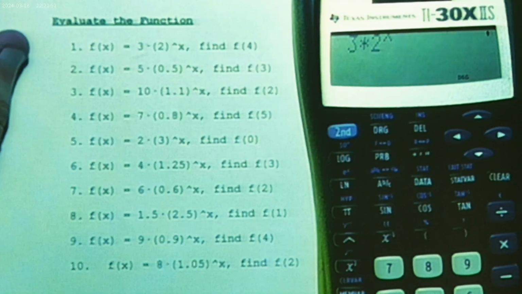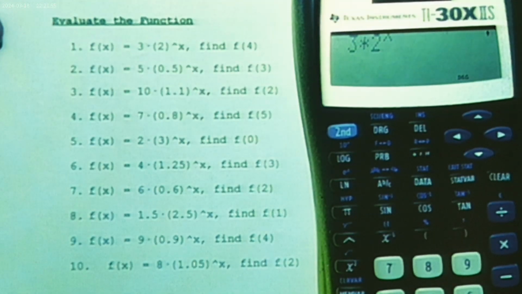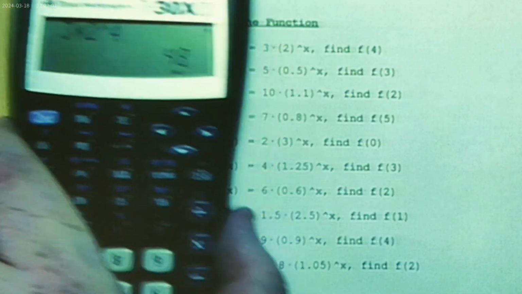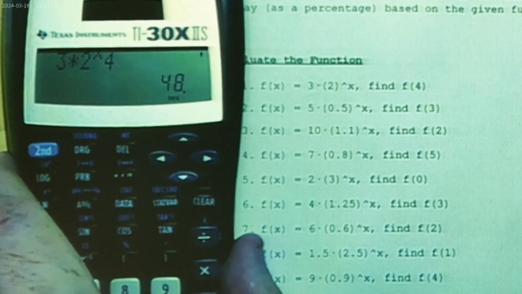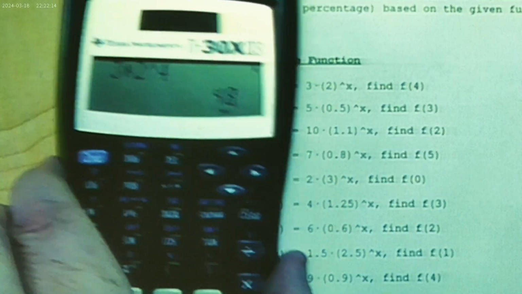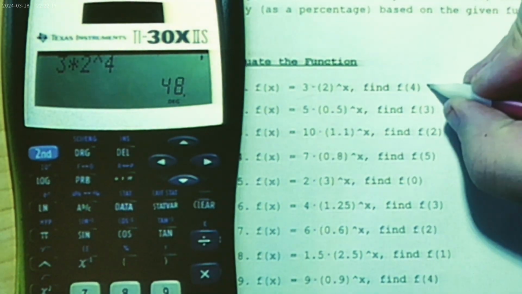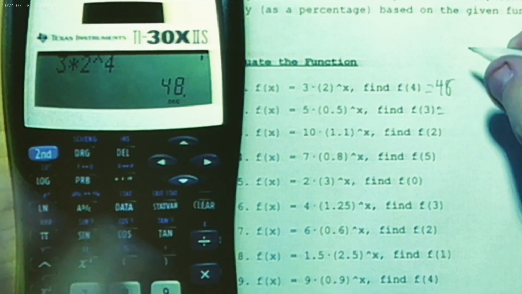Going back to my calculator, I've got 3 times 2, and it says find f of 4. So I'm going to hit 4. 3 times 2 to the 4th power gives me 48, which is the correct answer. I'm going to see if I can position these so that we can read them. I think this will work.